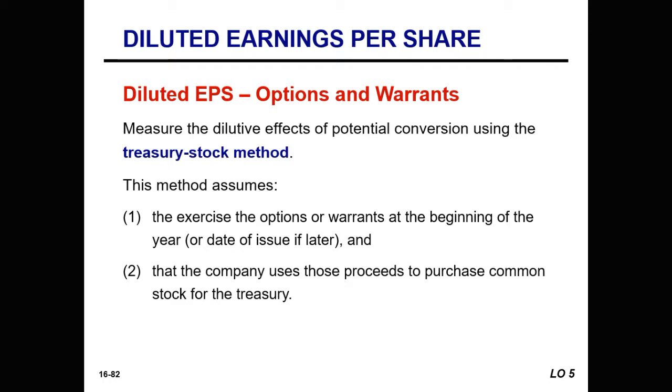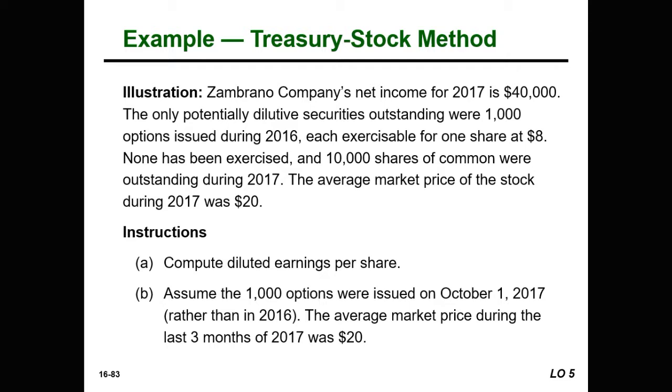So let's look at an illustration of Zambrano Company. Zambrano Company's net income for 2017 is $40,000. The only potential dilutive securities outstanding were 1,000 options that were issued during 2016, each exercisable for 1 share at $8. None has been exercised, and the 10,000 shares of common were outstanding during 2017. The average market price of the stock during 2017 was $20.